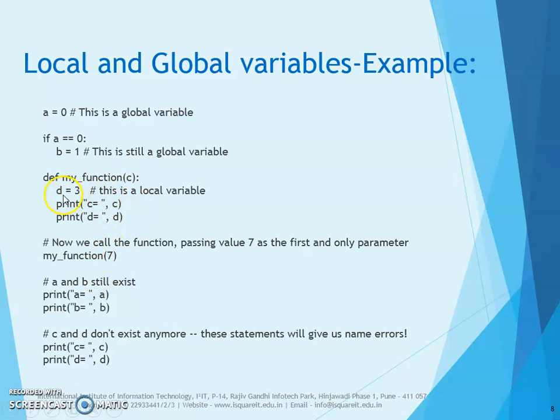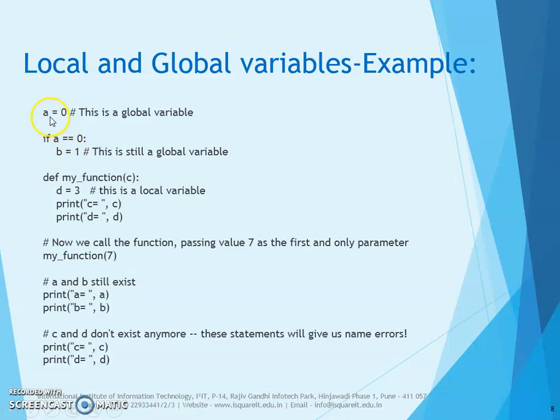Now we are assigning one value to variable d. This is a local variable as it is used inside this block of the function. So d is equal to 3. We are trying to print the value of c and the value of d. The value of c is 7 and the value of d is 3. It will be printed. So now a and b are still global variables.